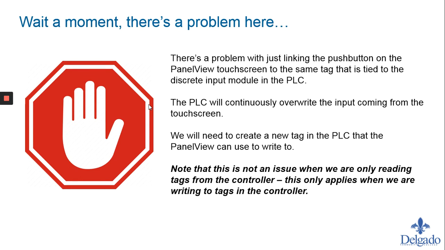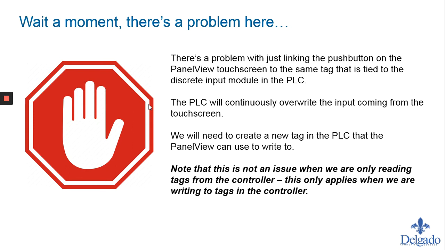If I'm trying to use my panel view push button to write into that same tag that is tied to the real physical push button, it's going to be constantly overwritten by a 0, because the PLC, by its nature, is sweeping and reading the inputs in order of milliseconds. So we cannot use that same tag. We will have to create a separate tag for the panel view to write to.